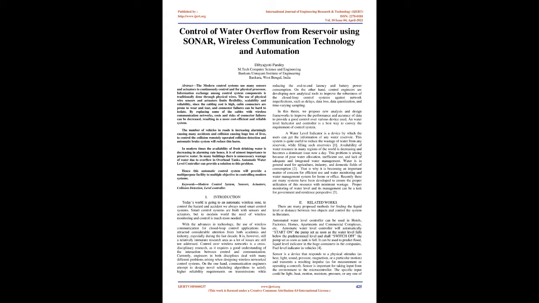Information exchange among control system components is traditionally done through physical wires. The use of physical wires for sensors and actuators limits flexibility, scalability, and reliability, since the cabling cost is high, cable connectors are prone to wear and tear, and connector failures can be hard to isolate. By replacing some of the cables with wireless communication networks, costs and risks of connector failures can be decreased, resulting in a more cost-efficient and reliable system.